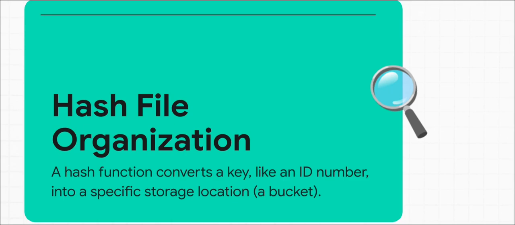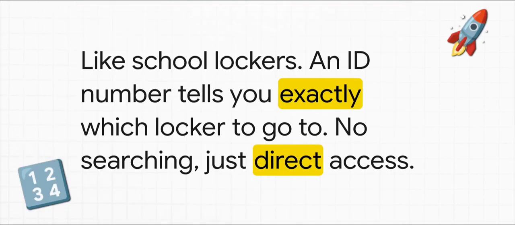There's no searching involved at all. You just jump. And the analogy here is just perfect. Imagine school lockers. If every student's locker number is their ID number, and your ID is 103, you go directly to locker 103. You don't have to check every other locker to find yours. It's direct, it's instant, and it's incredibly fast for finding an exact match.